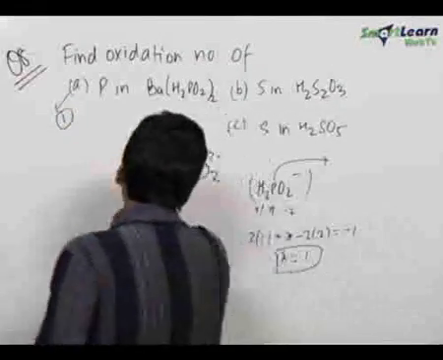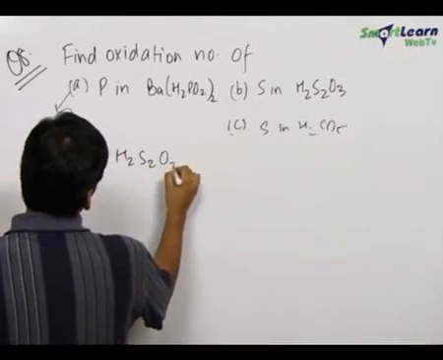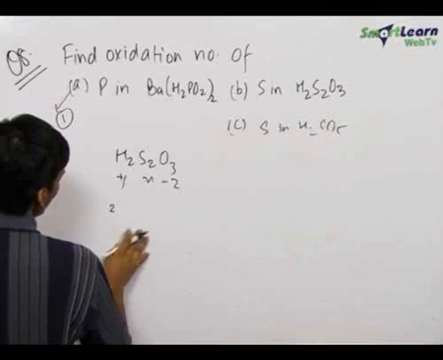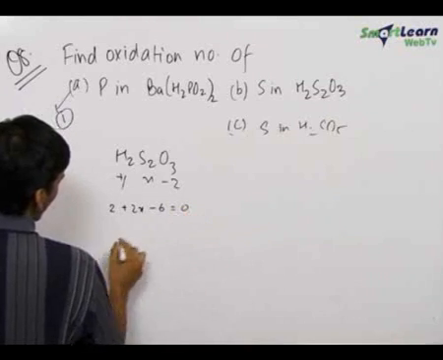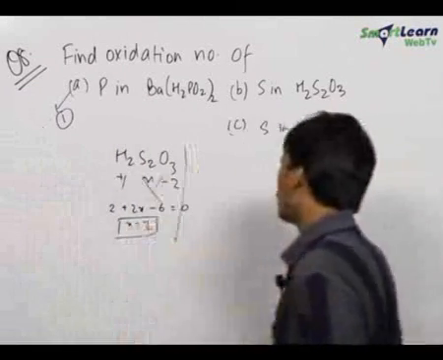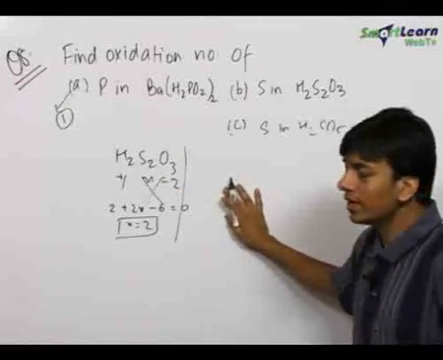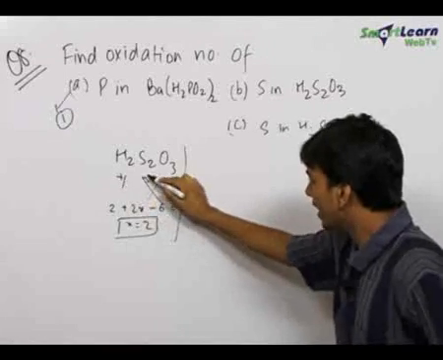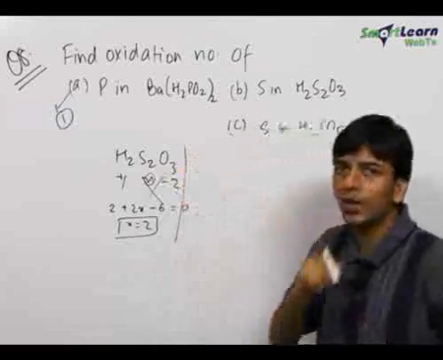Now, let us take the second case of H2S2O3. Going similarly over here, this is plus 1, this is minus 2, this is x. Therefore, 2 plus 2x minus 6 is equal to 0. Therefore, x is equal to 2. But this answer is wrong because we have assumed the oxidation number of different atoms to be equal to minus 2 and plus 1 and x. That is, we have assumed the oxidation number of both the sulfur atoms to be x, which is actually not true when we see the figure.